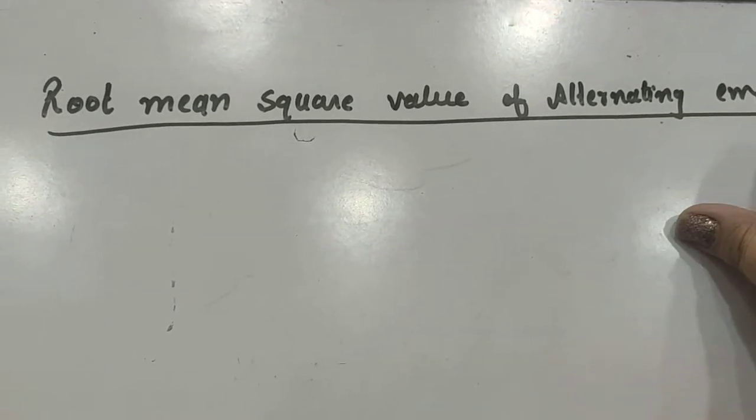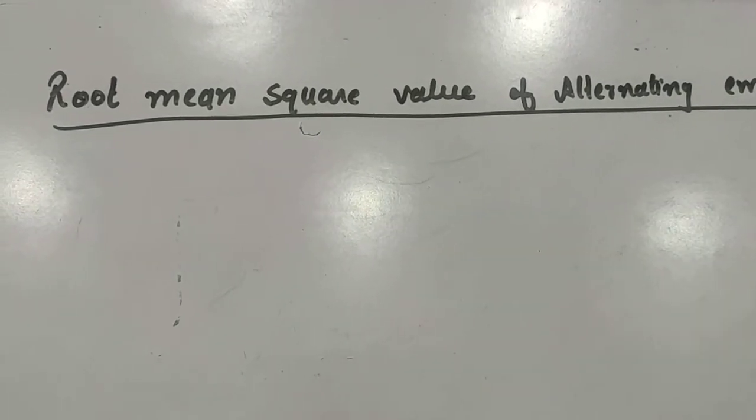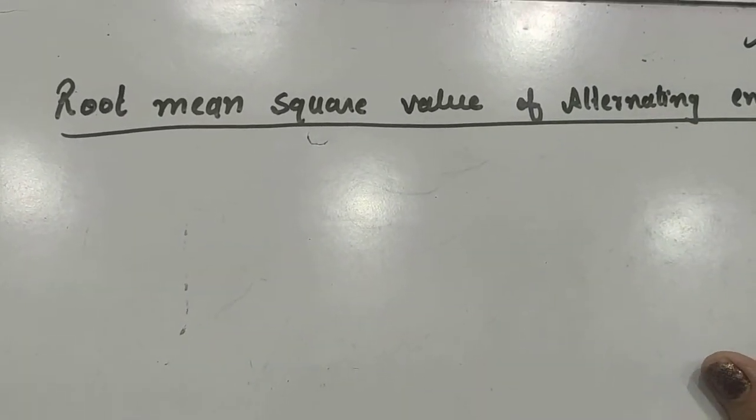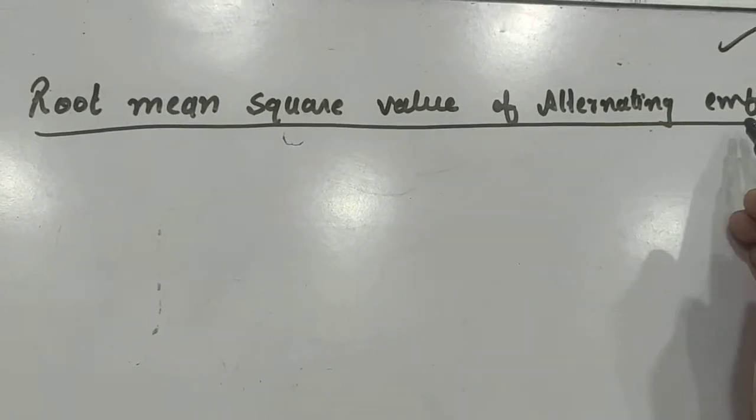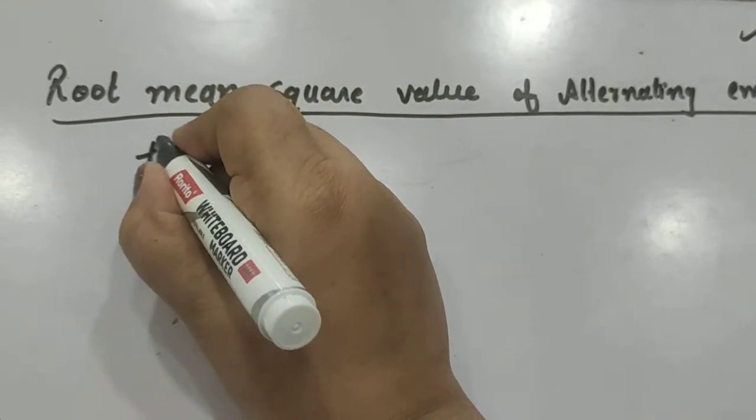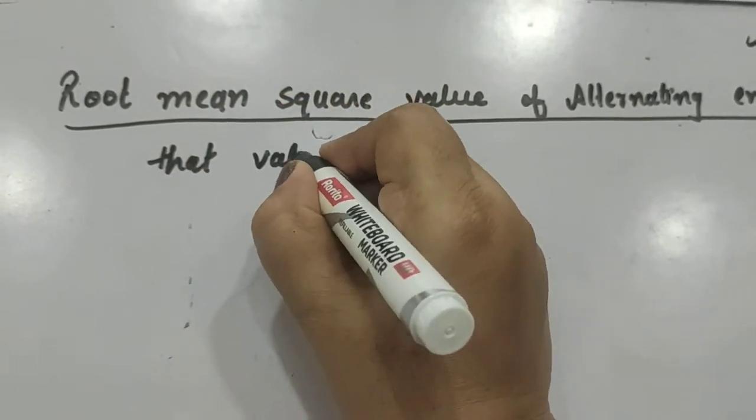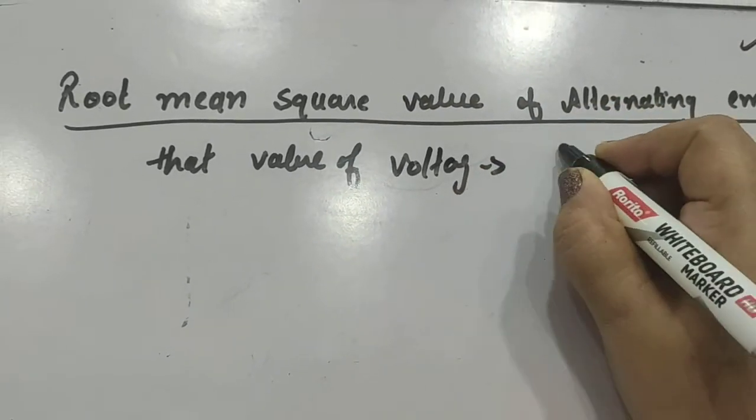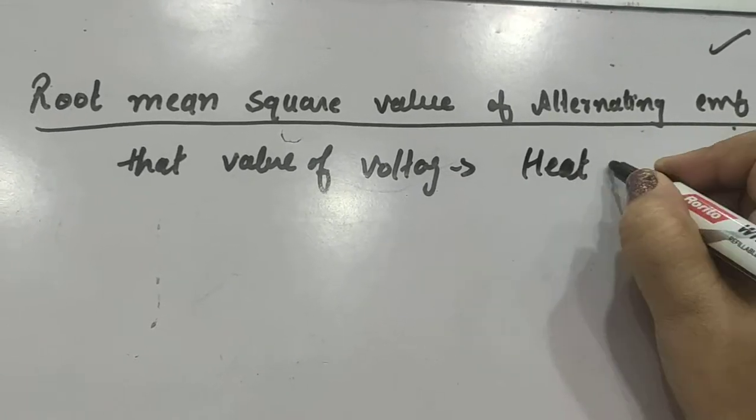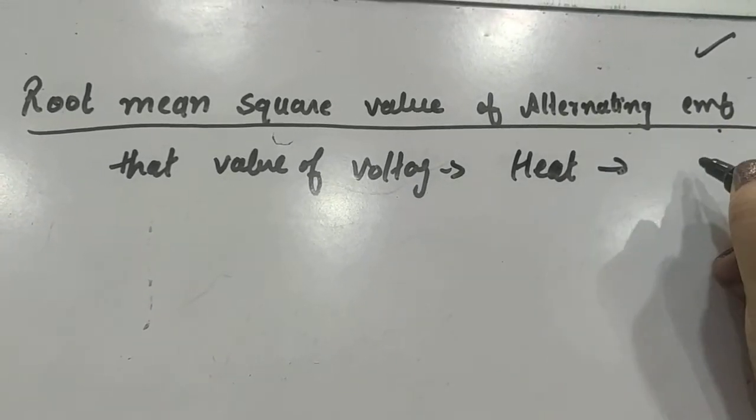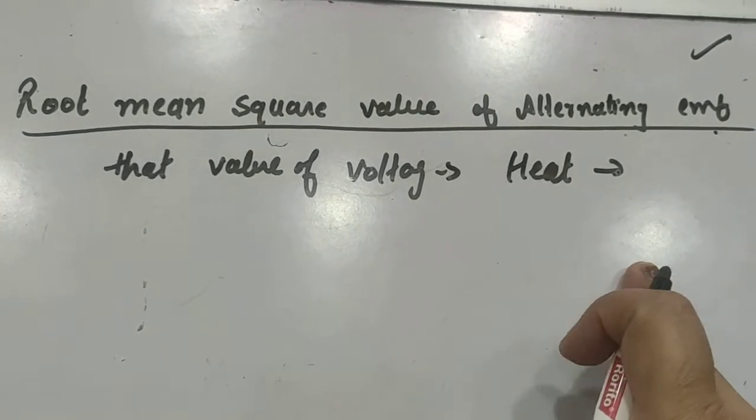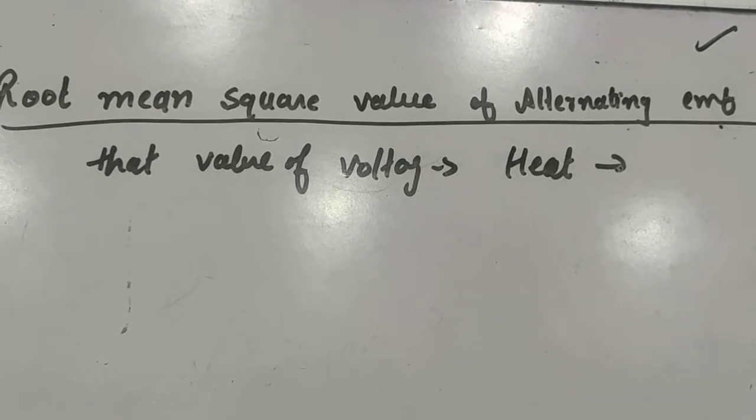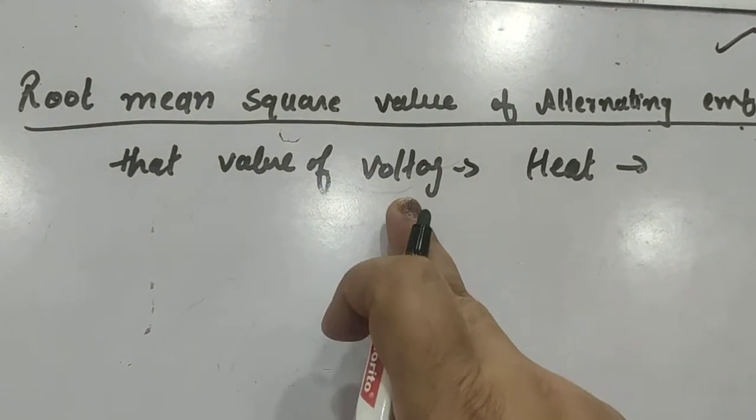If we write the definition, the same wording, only the word current will be replaced by EMF and heat will remain the same. So we can define that the RMS value of alternating EMF is that value of voltage which would generate the same amount of heat as is generated by the AC voltage in the same resistance in the same time. Exactly the same definition, only the current is replaced by voltage.